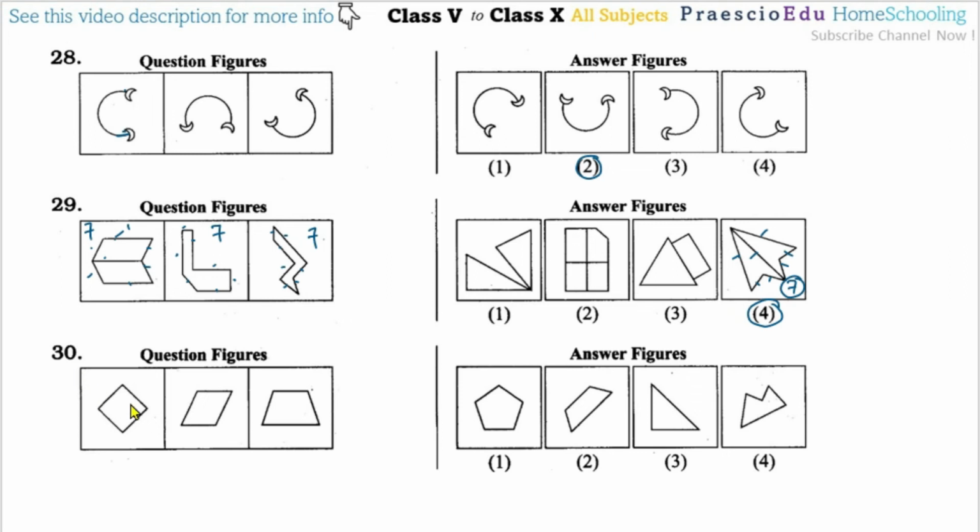So that's why option number 4 is the correct one. Now question number 30. So these are the quadrilaterals, and quadrilaterals are shown in option 2 only. So these are the symmetrical figures. So question 30 having option number 2 is the correct one.